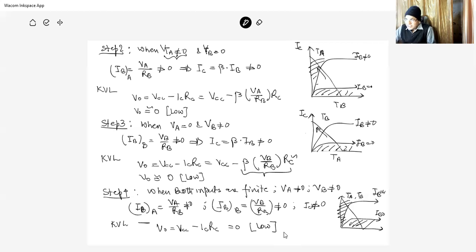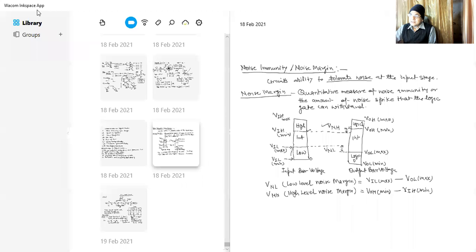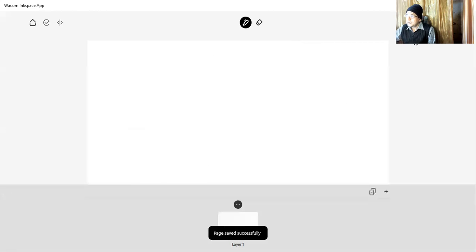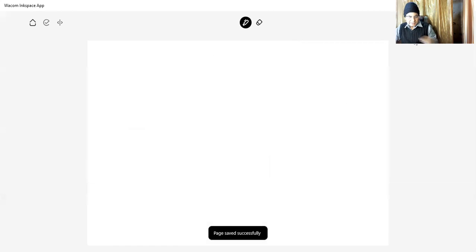So what we find is that the NOR gate is opposite to the OR. In an OR gate, if either of them is finite, then the output is finite. Here, if both are 0, then the output will be finite. So this is the circuit discussion regarding the RTL NOR gate.